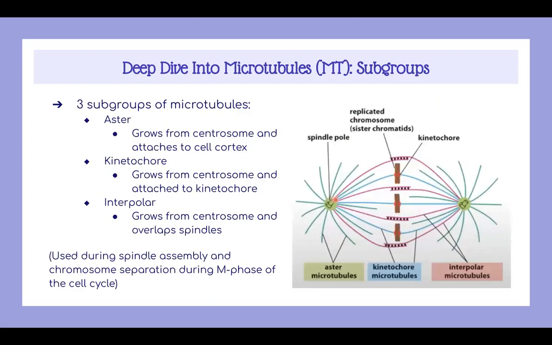All right. We're going to dive more into the subgroups of microtubules. There are 3 subgroups: the astral, which grows from the centrosome and attaches to the cell cortex. Then we have the kinetochore, I don't know if I'm saying it right, which also grows from the centrosome and attaches to the kinetochore. And then we have the interpolar, which grows from the centrosome and overlaps the spindles in the cell cycle. This is used during spindle assembly and chromosome separation during M phase and cell division.